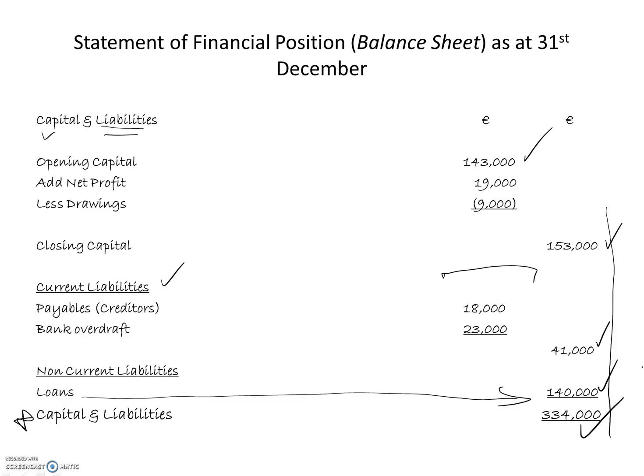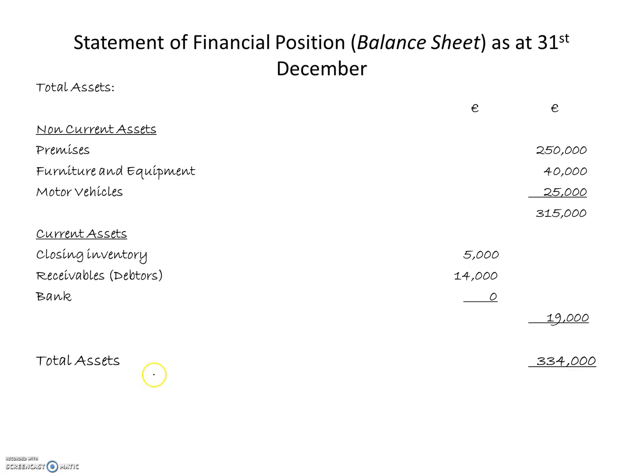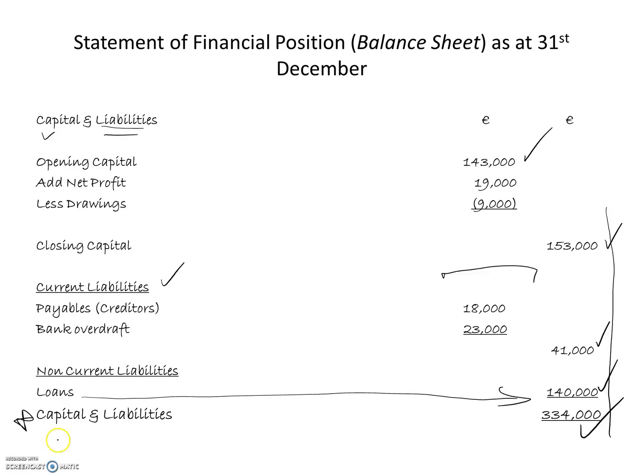And I would just go and check my assets. Total assets, 334,000 is the total of my assets. And of course, as we just mentioned, that must equal to capital and liabilities.